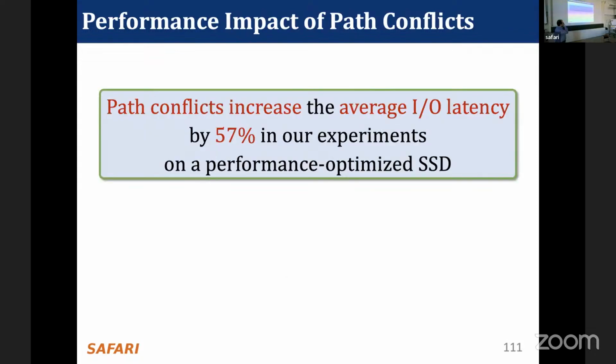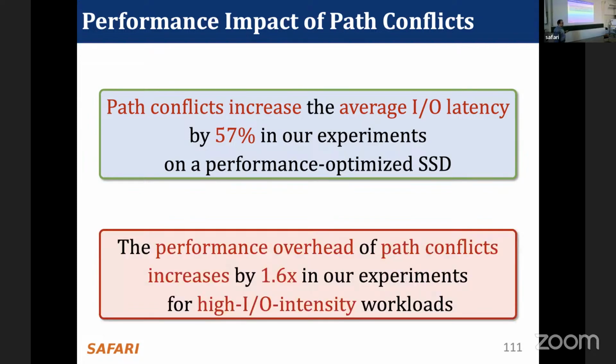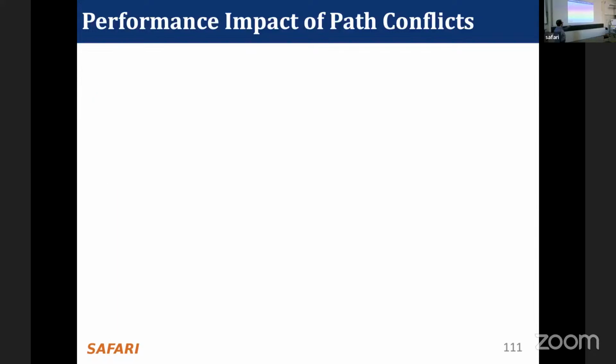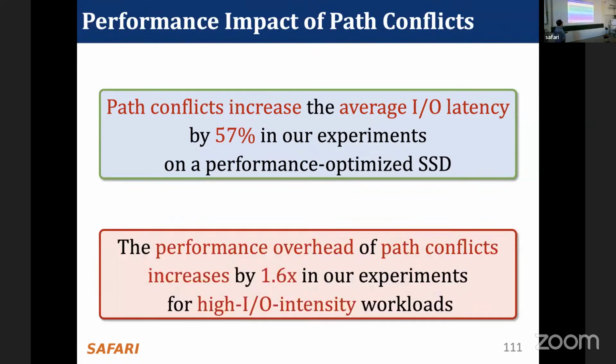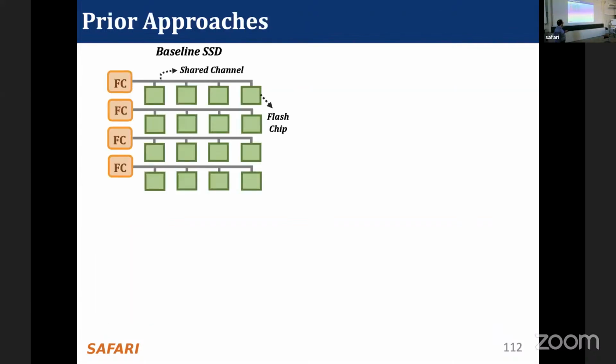We observed that path conflicts increase the average I/O latency by 57% in our experiments on performance-optimized SSDs. And that can be with only, let's say, two requests that have path conflicts. But at some point the average latency can increase much more. The performance overhead of path conflicts increases by 1.6 times in our experiments for high I/O intensity workloads.